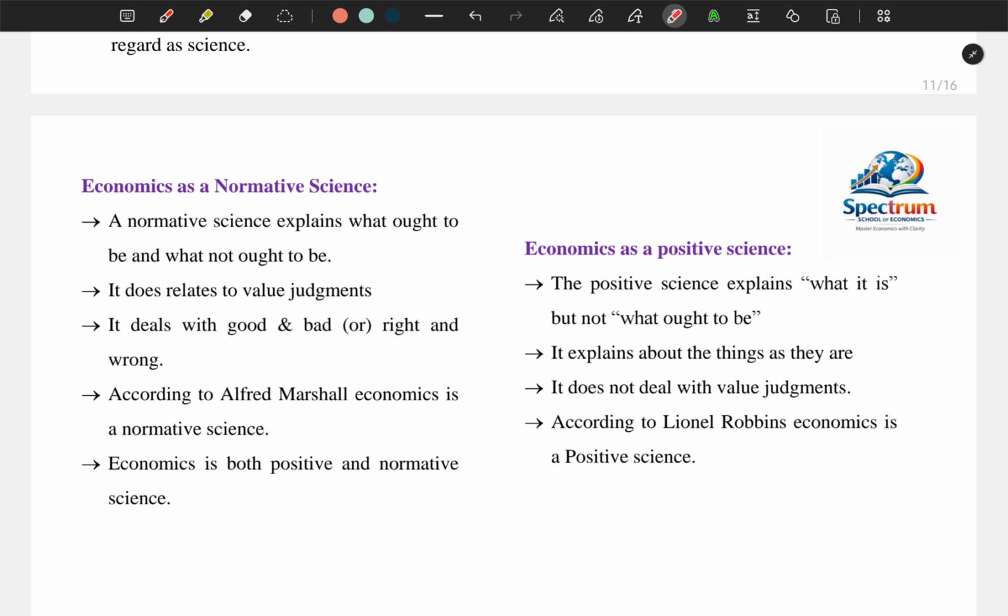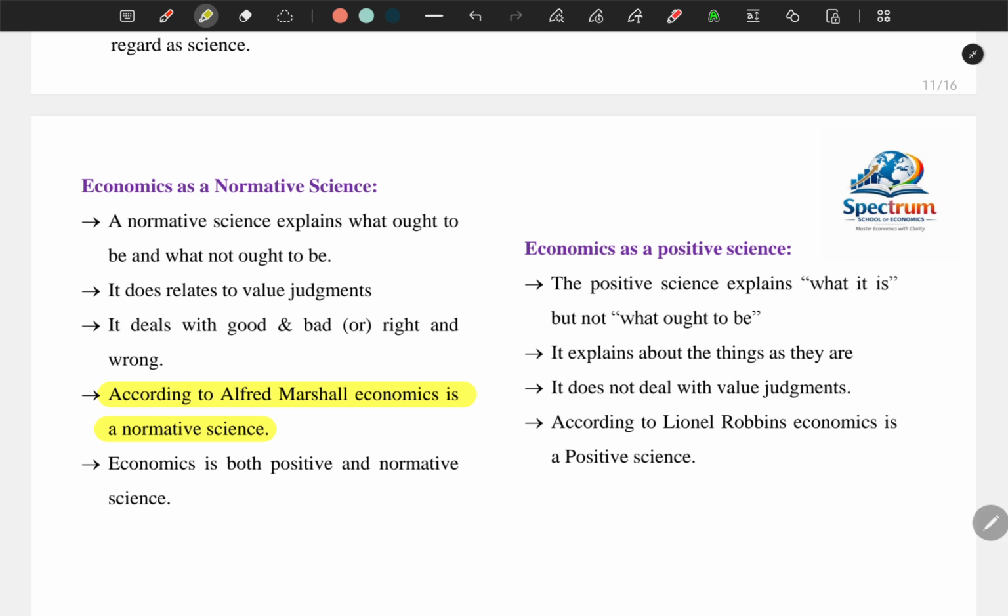As a normative science, it explains what ought to be and what ought not to be, and it relates to value judgments. It also deals with good and bad, or right or wrong. According to Alfred Marshall, economics is a normative science. This you can take as a point in your notebook. So according to him, economics is a normative science.